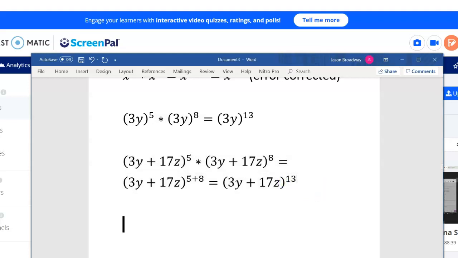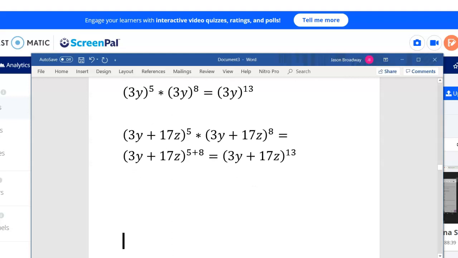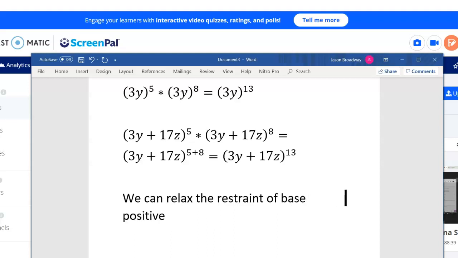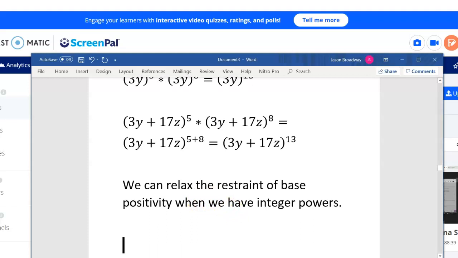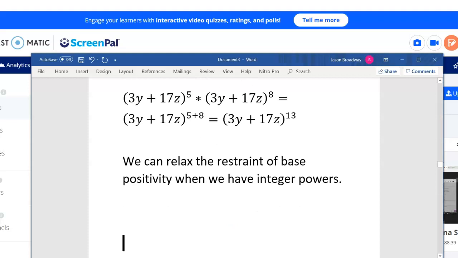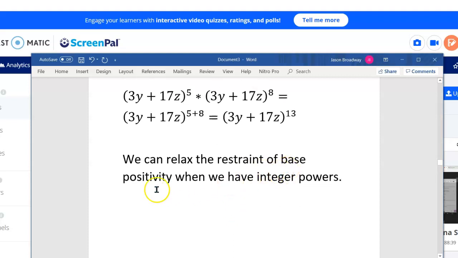When you have integer powers, we can relax the restraint of positivity of the base, whether it's a positive integer power or a negative integer power, it doesn't matter. As long as it's an integer power, we can relax the restraint of base positivity.